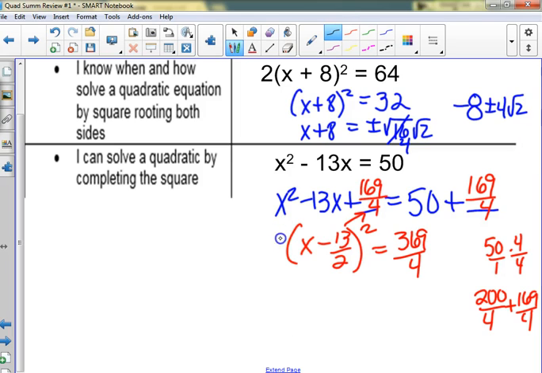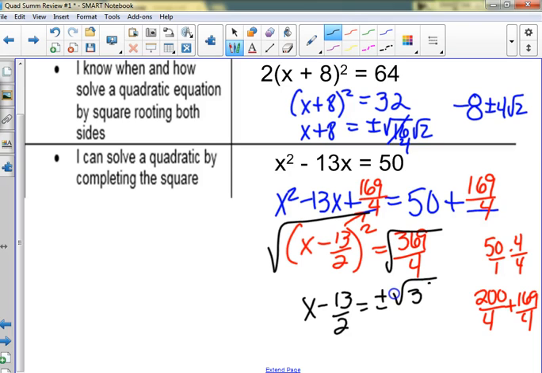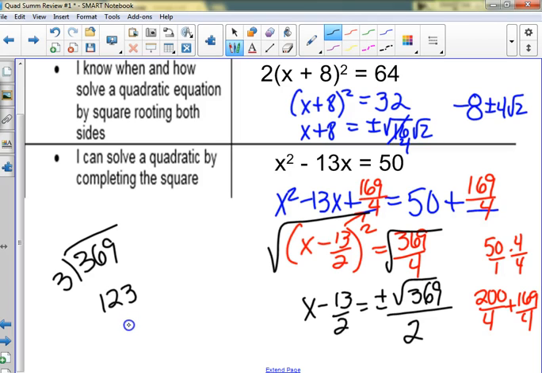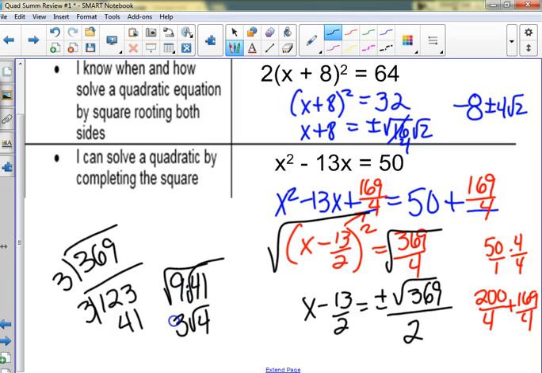So then when I square root, I get x minus 13 halves equals plus or minus square root of 369 divided by 2, right? Square root of 4 is 2. Okay, 369. Let's see, if I divide that by 3, I get 123. That does divide by 3 again, though, doesn't it? 41. So I'm thinking 369 is 9 times 41. Did somebody check that? So if it's 9 times 41, it's 3 square roots of 41.